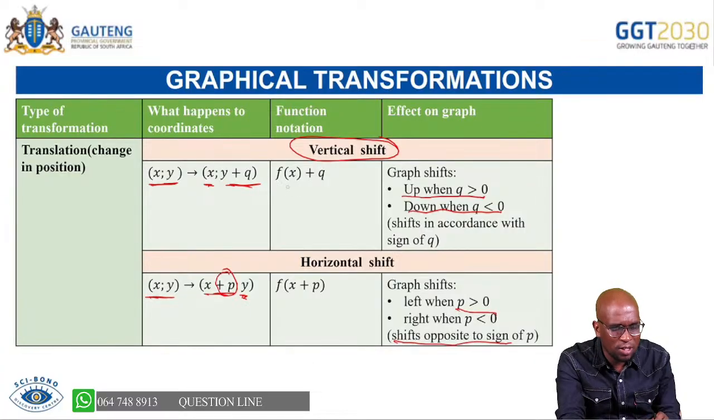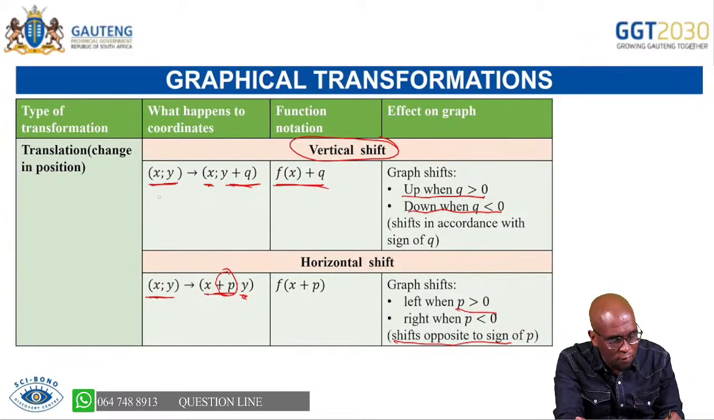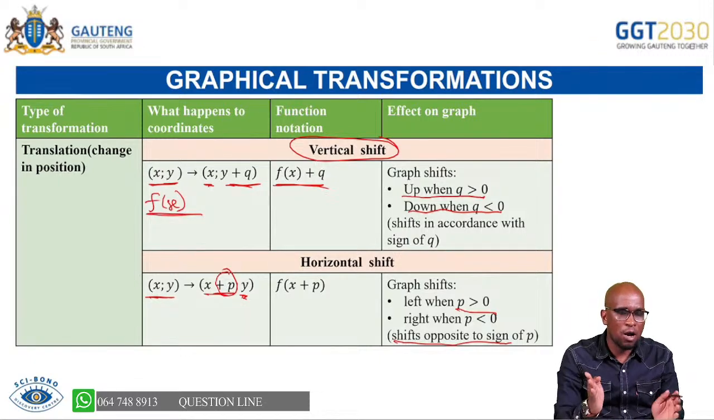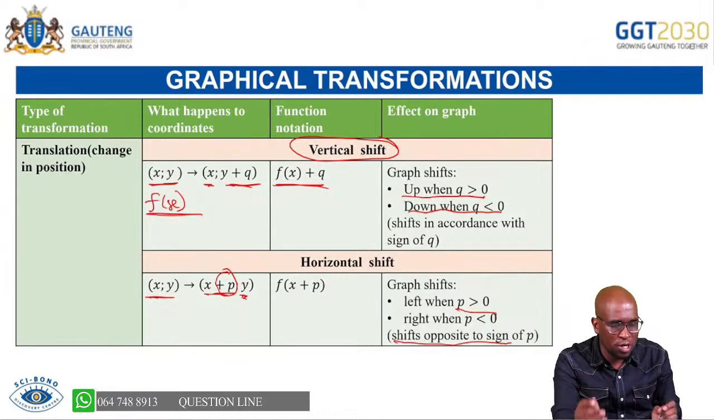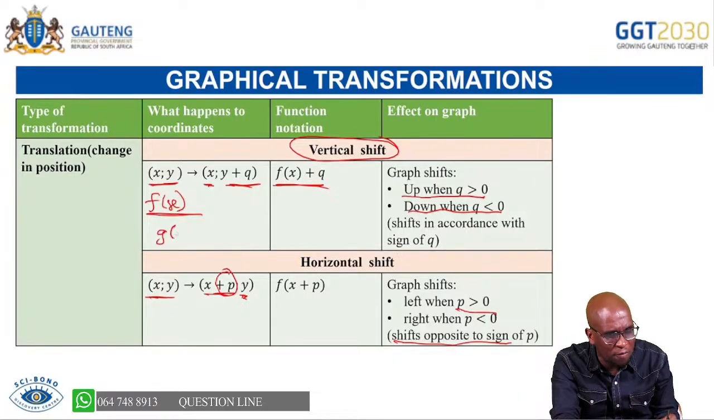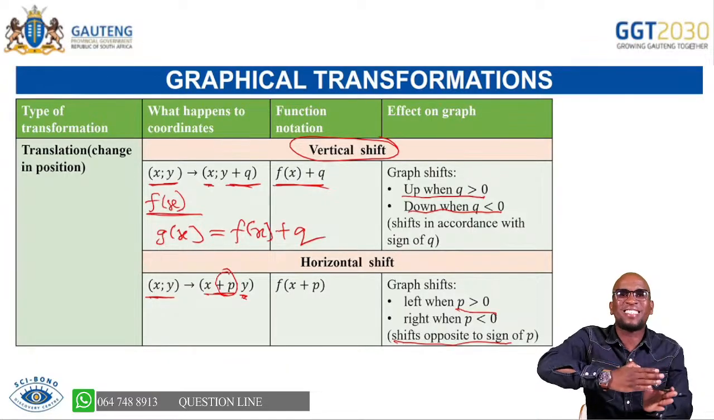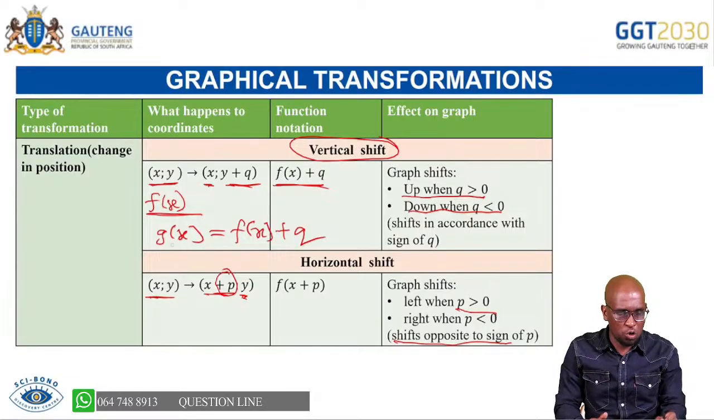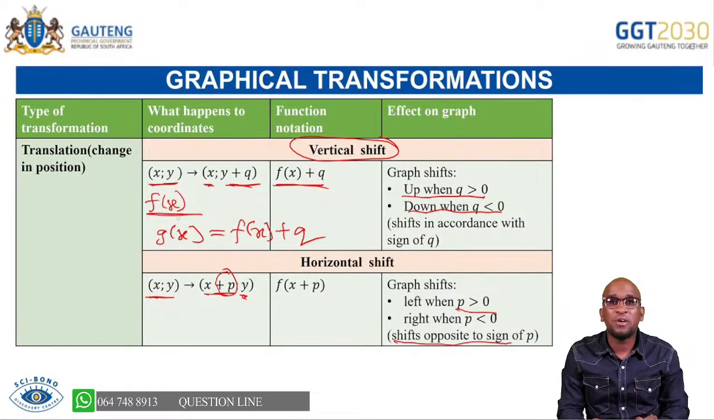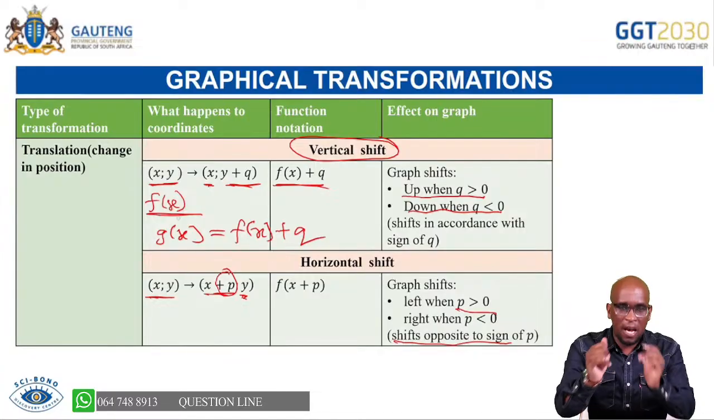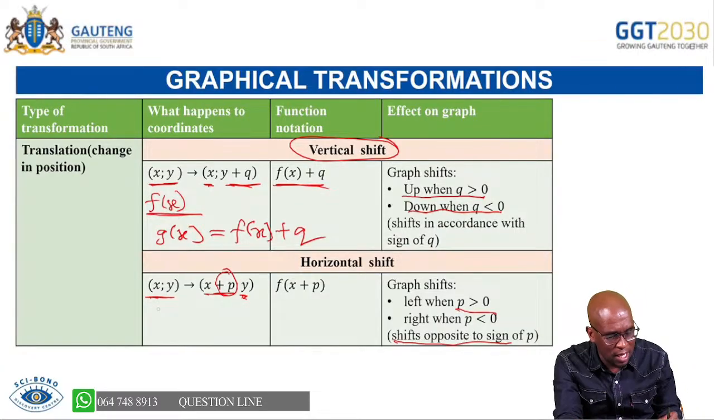And then also let's look at the function notation. The function notation is, if you had a function f of x and you are translating f by q units, then the new function g of x would be governed by what? f of x plus what? Plus q, because you are forming a new function by transforming the old function. So you get that the new function g, if g represents the new function, it would be f of x plus q.